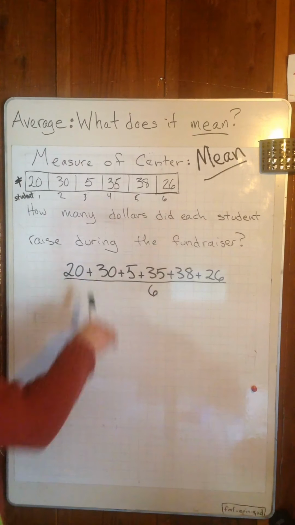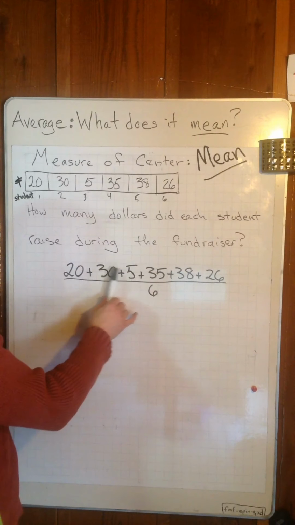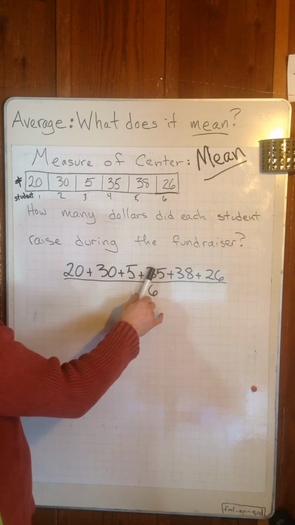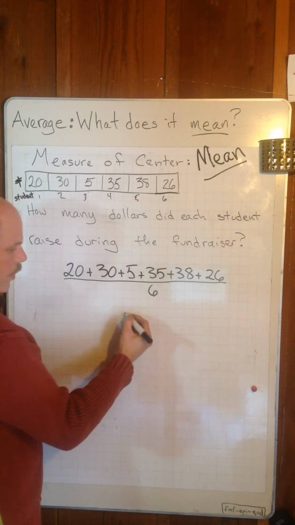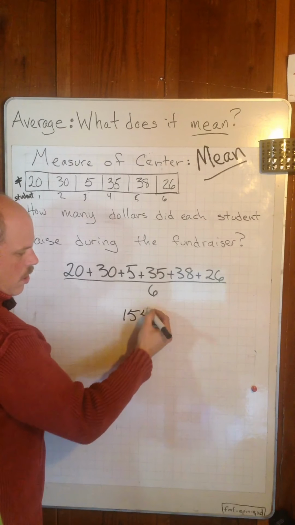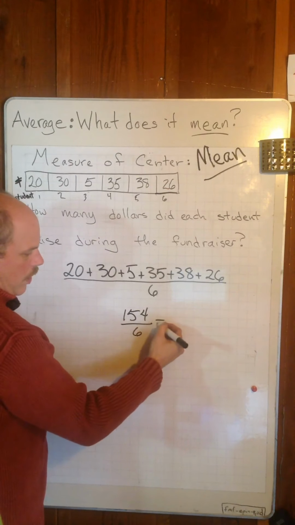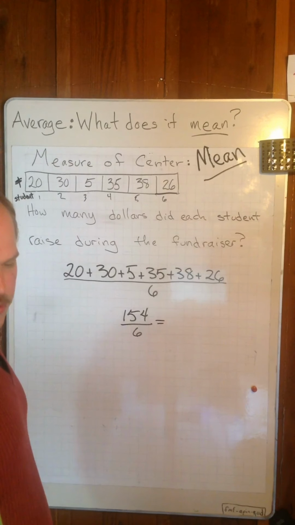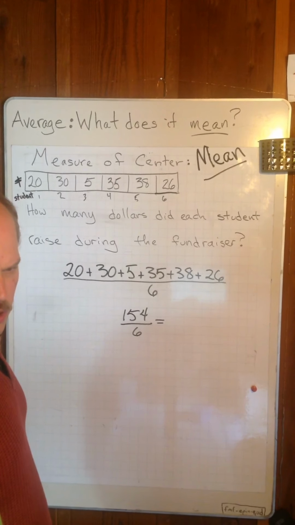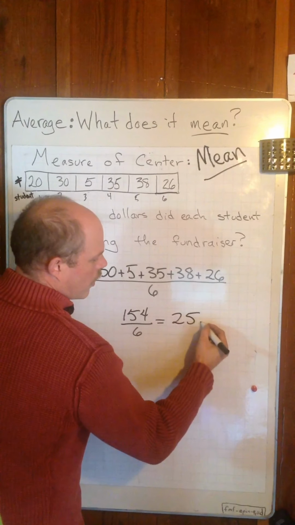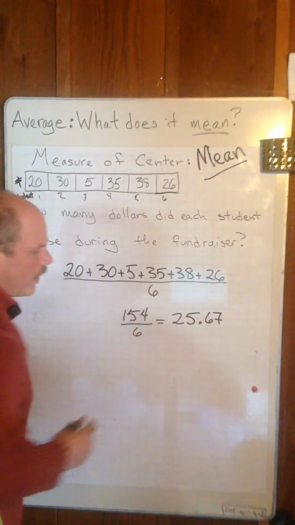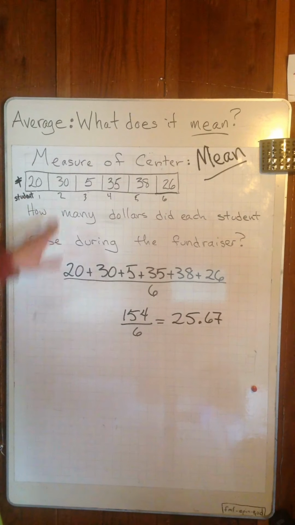So now I just need to do my big addition here. 20 plus 30 is 50, plus 5, 55, 85, 90, plus 50 is 140, plus 14 is 154. And then divided by 6. Now you're allowed to use a calculator at this point in the year, so let's just go ahead and say 154 divided by 6, and the answer is 25.67.